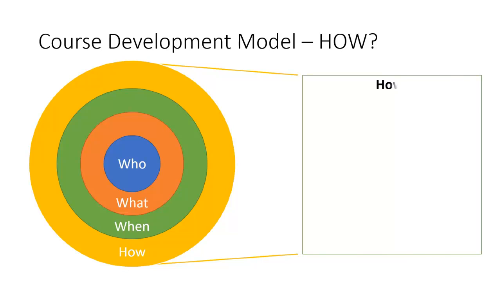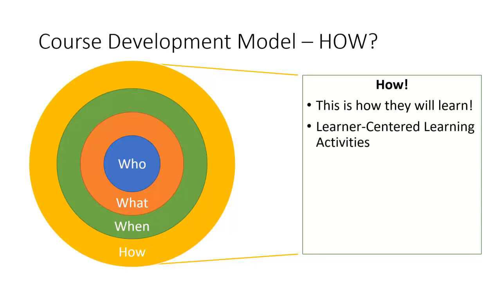The outside circle of our diagram is labeled how. These are the learning activities, which is how the learners will learn, how teachers will teach, and how facilitators will facilitate. In this model, we try and use the learning activities which are learner-centered. Whereas teacher-centered activities place all the responsibility and the focus on the teacher to make learners understand, learner-centered activities place more of the responsibility on the learners to do the activities. This fosters lifelong learning.